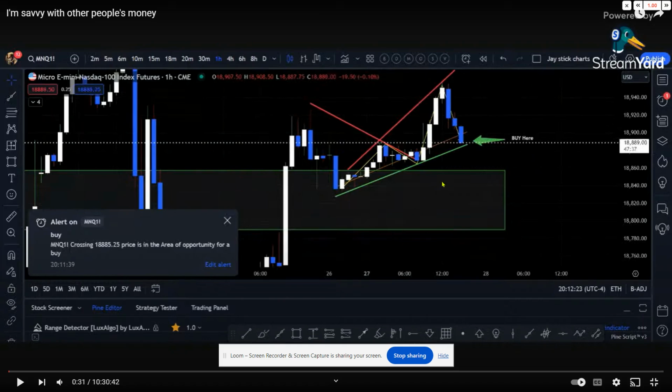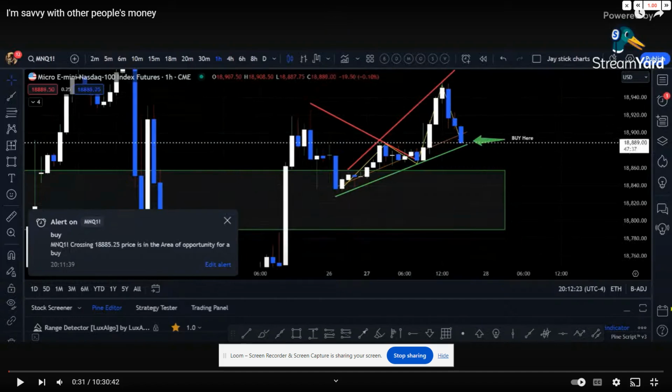Okay, so now let's go over it. When you see a green line down here, this is dynamic support. You see a red line up here, this is dynamic resistance. Okay, your traditional, what you guys have all learned is when there's a line across the screen.